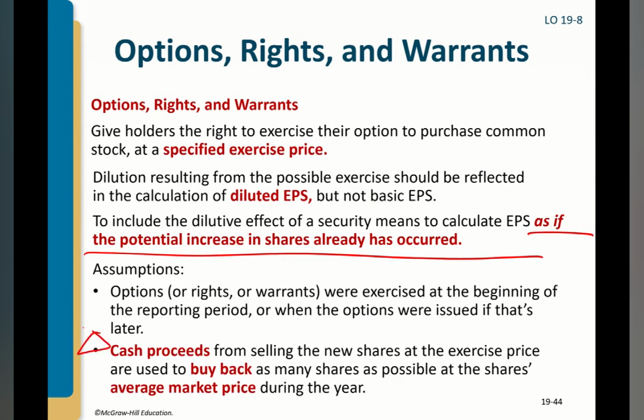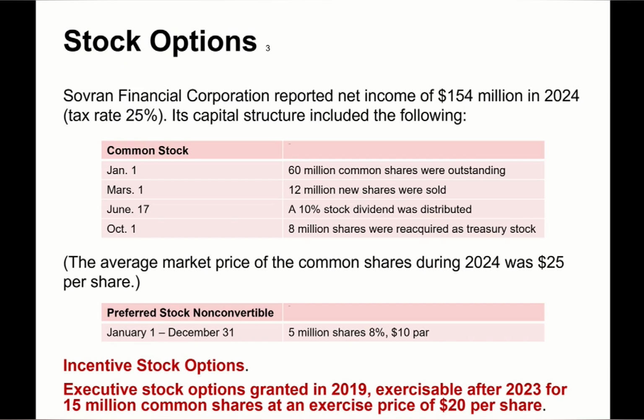And the second, very important, cash proceeds from selling the new shares at the exercise price are used to buy back as many shares as possible at the shares' average market price during the year. Now let's see the example of stock options. Still the same situation for Sovereign Financial Corporation. And now we see there are incentive stock options for this company. Executive stock options granted in 2019, exercisable after 2023, for 15 million common shares at an exercise price of $20 per share.